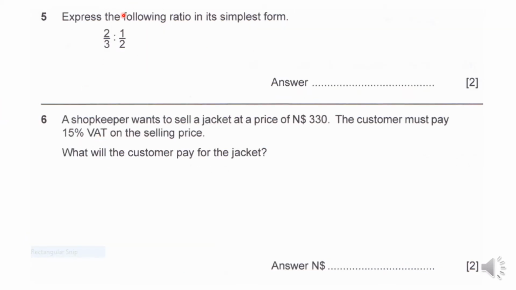Right, express this in the following as a ratio in its simplest form. Now, there are many ways you can do this. You can either write 3 over 2 divided by 1 over 2, use your calculator. Bottom line here, I made the denominators the same. 4 over 6 and 3 over 6, the same as what you have on top.